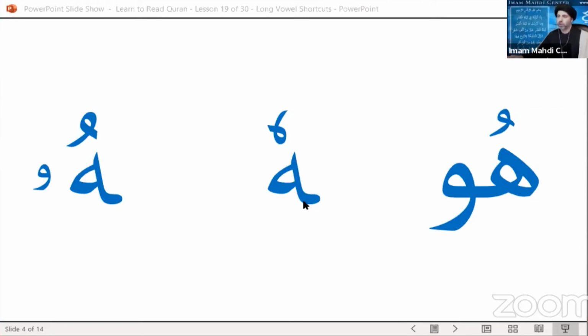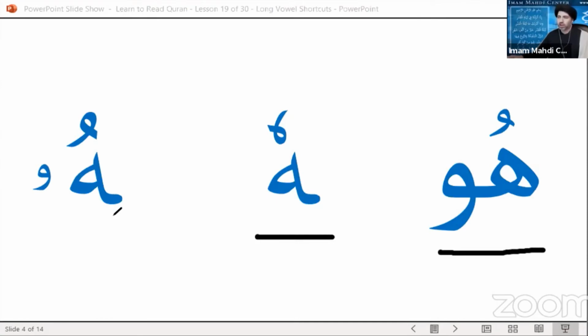So here again we have our lowercase ha, which looks like it's the end of a word, and you'll see this a lot in the Quran. This is an upside down and backwards dhamma. What this tells you to do is to read this ha with the same long vowel that we read here. So this is pronounced hu. See, this first one is pronounced hu. The second one is also pronounced hu.